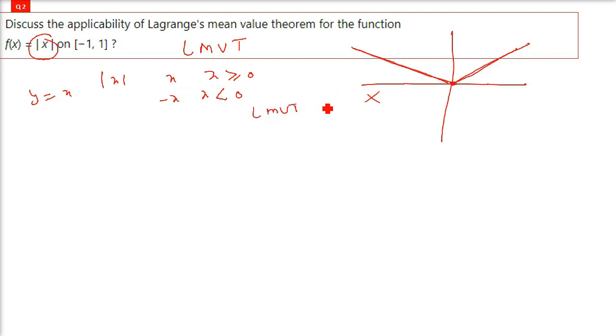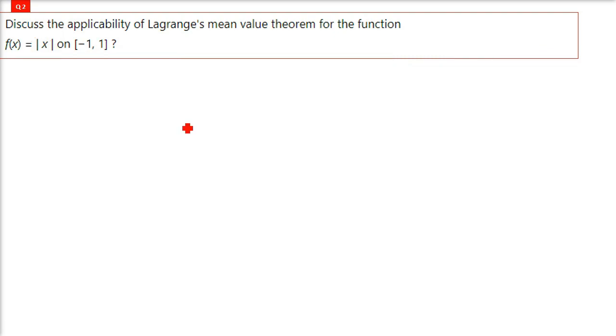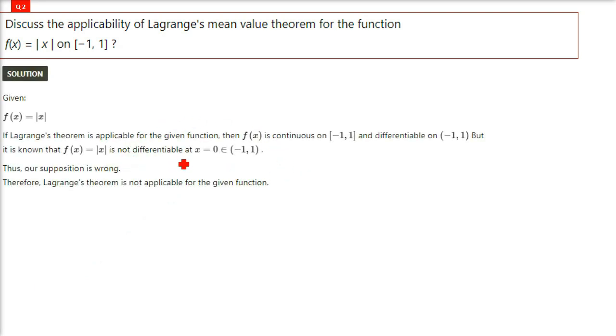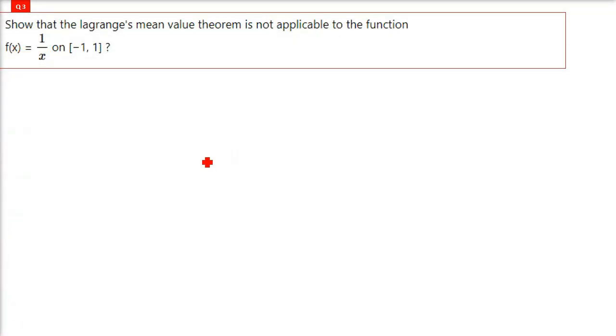So there is no point in discussing Lagrange's mean value theorem for this because of the failure in differentiability. You have to write everything which I told you properly in this manner so that the examiner would understand that you know what the problem is. In the same way here also, 1 by x, negative 1 to 1. Now this x value is between negative 1 and 1. So if this 1 by x is defined in this whole interval, then you can talk about continuity, differentiability, etc.